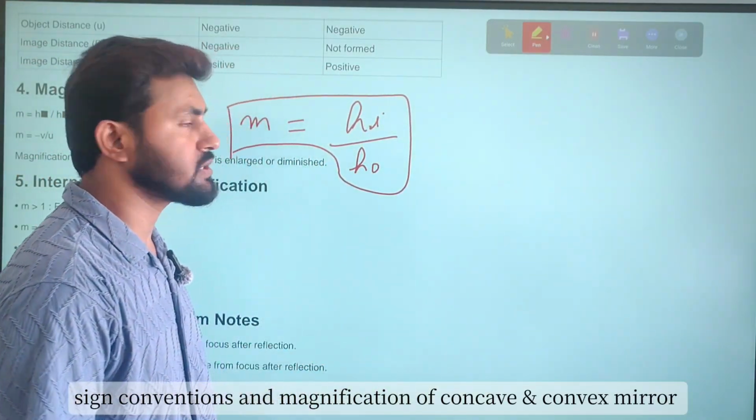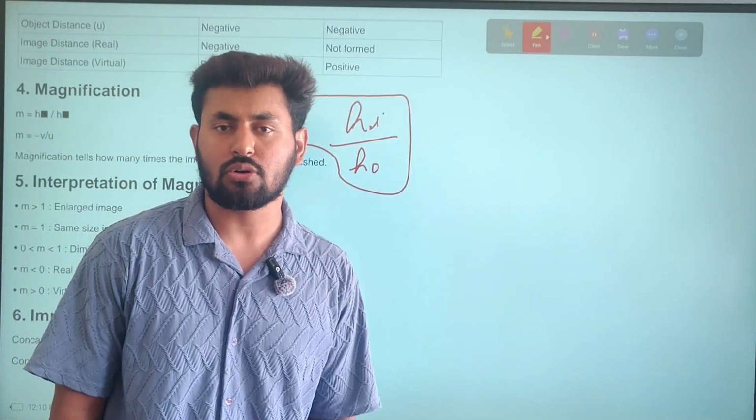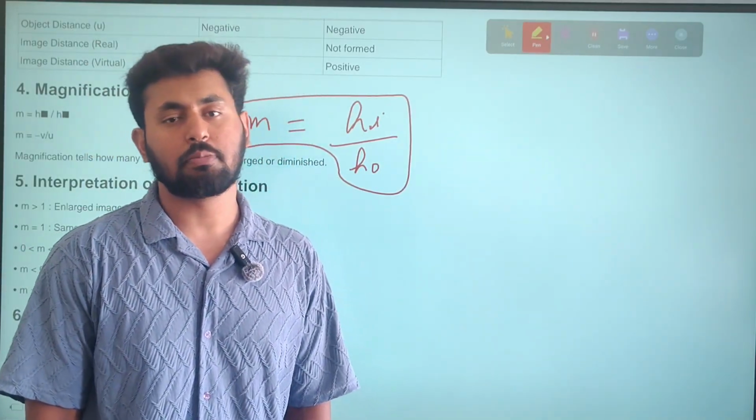Likewise, we have magnification. Does magnification have any unit or not? Kindly comment in the comment box.